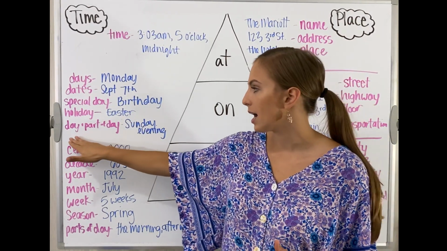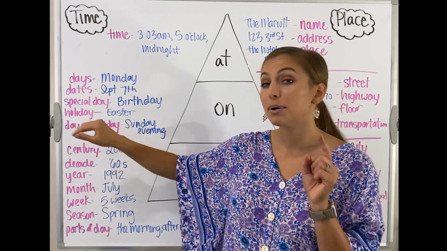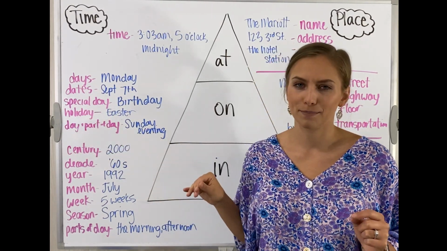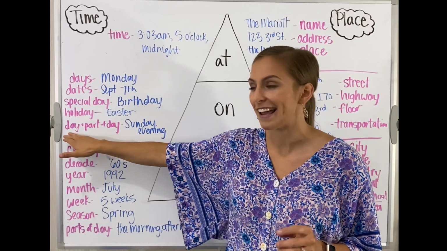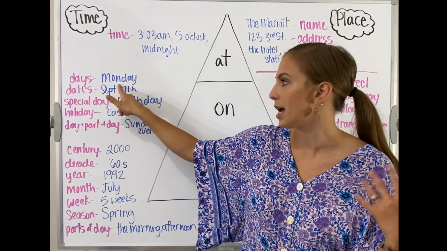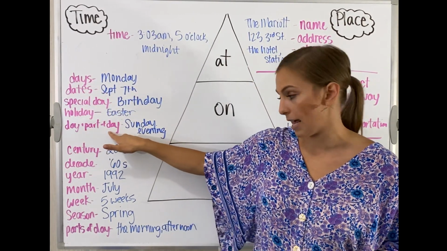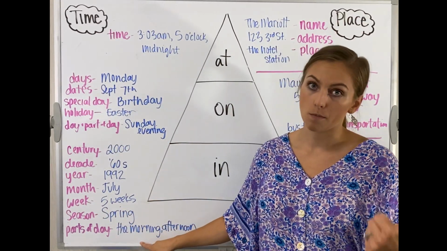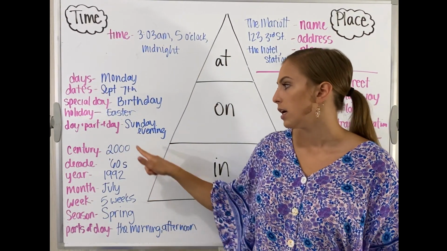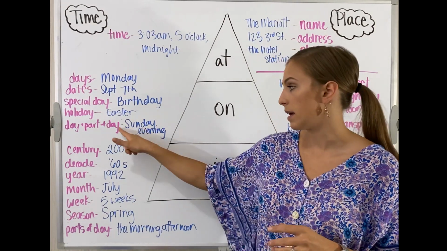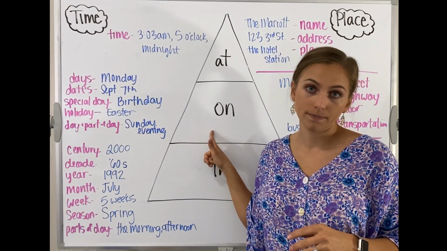Also, when we are talking about a day plus part of a day, that's kind of confusing, but think about a day. So that would be like Sunday, Monday, Tuesday, for example, and then a part of the day. So a part of the day would be like the morning, the afternoon, the evening. If we add those together, Sunday evening, we use on.